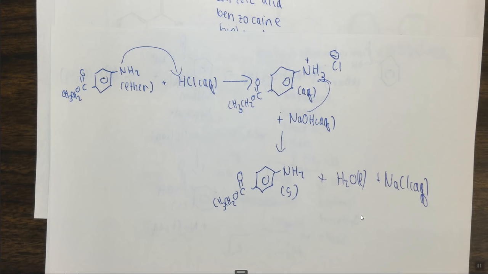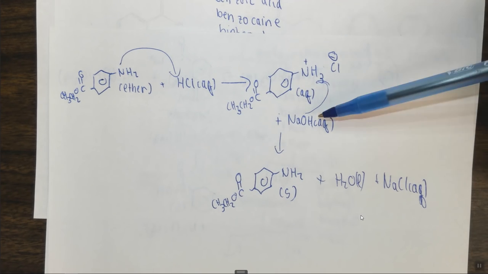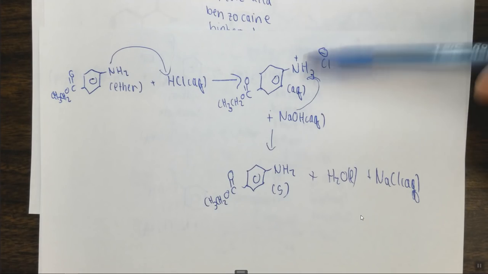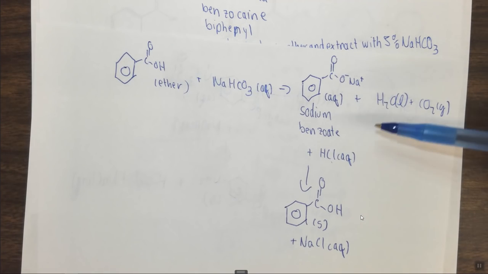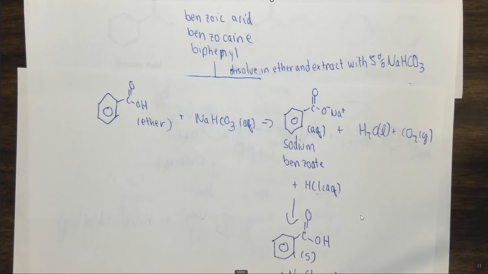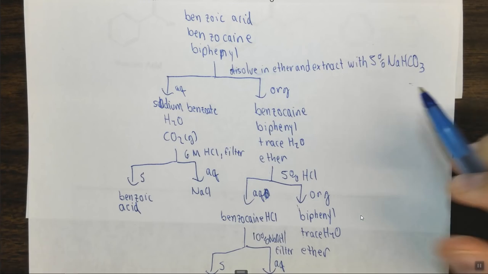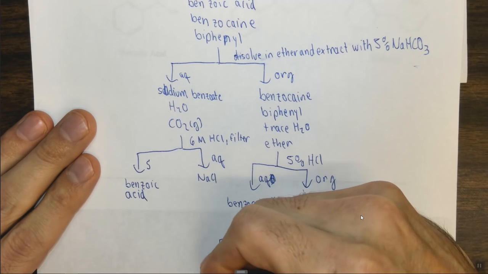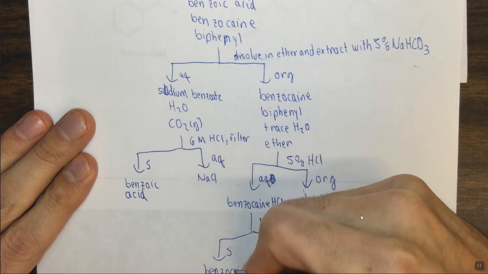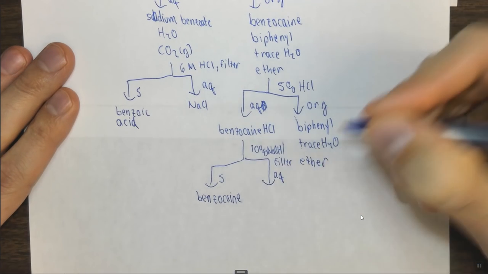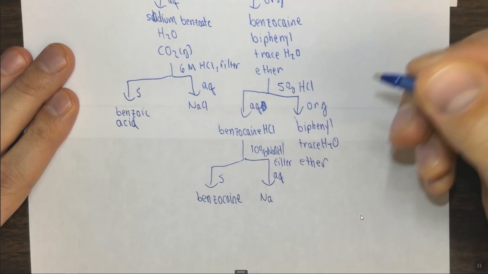Now, to draw the separation scheme, you don't need to know these reactions. However, on the final exam, there's several questions about these types of acid-base reactions, which again, you can find in the liquid-liquid extraction experiment, which I believe is experiment 3. So in this case, we get the solid, which is benzocaine, and our aqueous is just NaCl.